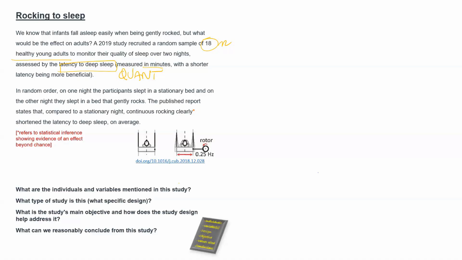We are told that the participants have to do something in random order. So this is not their choice. And that tells us that this is an experiment. We now have to think what type of experimental design. And here we can see that there's mention of a random order because, in fact, there are two things that each participant is told to do.